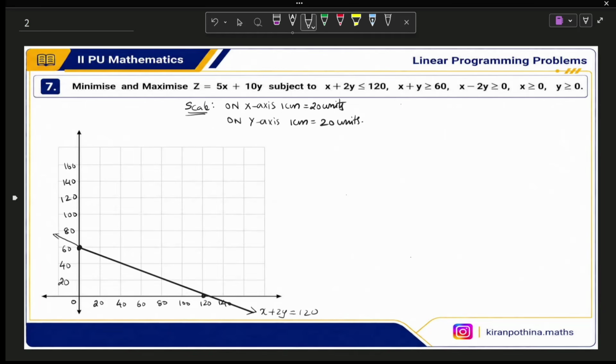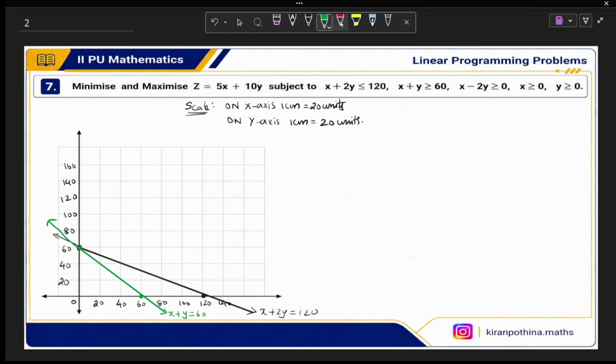Now what is our second line? 0 comma 60 and then 60 comma 0. I will mark with green ink. So 0 comma 60 and 60 comma 0. This is one more line. Okay, so this is the second line. This line's name is x plus y equal to 60.